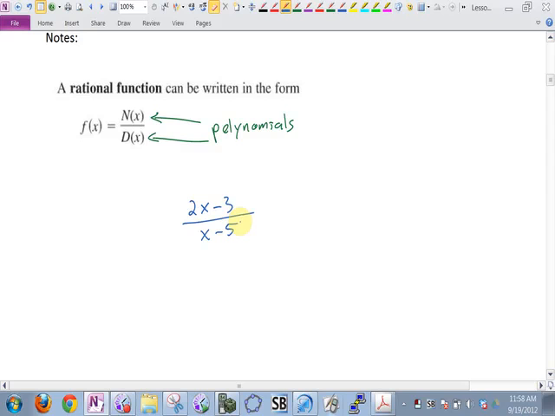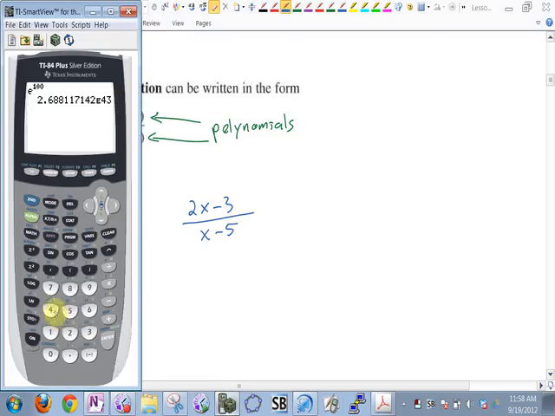What is happening around this number 5? Somebody give me a number that's really, really close to 5. 4.9. I heard 4.3. So I'm going to take 4.3. I'm going to store that in for the variable x on my calculator. Okay? And then I'm going to ask my calculator, hey, what is 2x minus 3 divided by x minus 5? And it gives me negative 8.